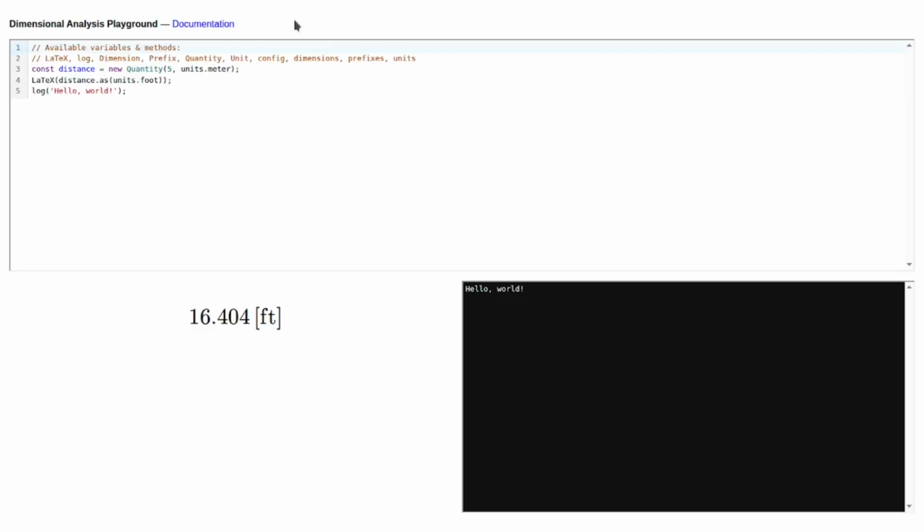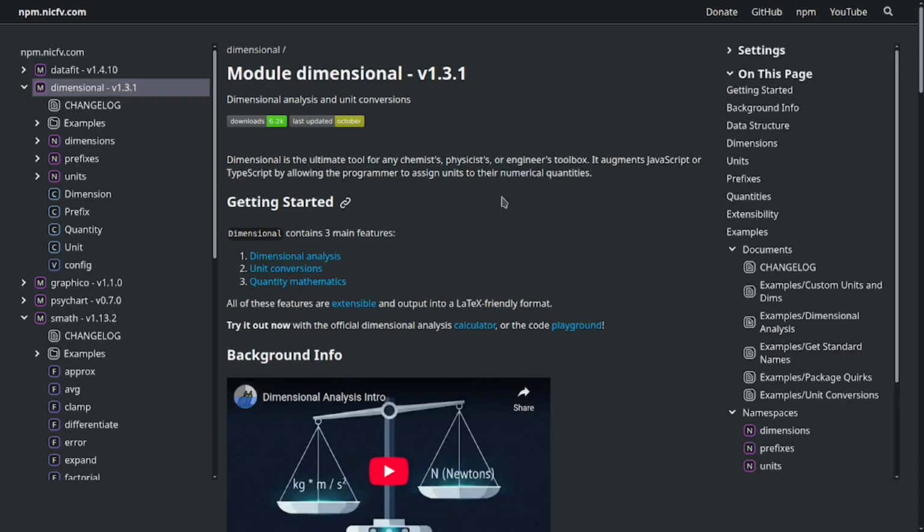So this is the dimensional analysis playground which we will be using to solve this problem. This also has a direct link to the documentation for dimensional. So if we click on that, this pulls up the documentation page and some videos for this software package. So I'm going to head back over to the dimensional playground.